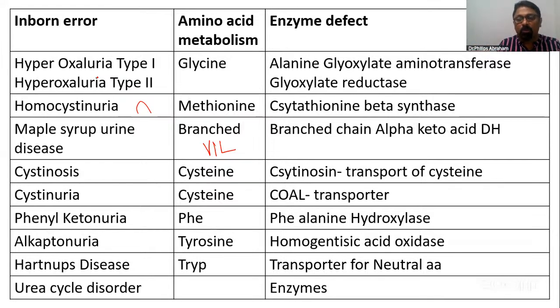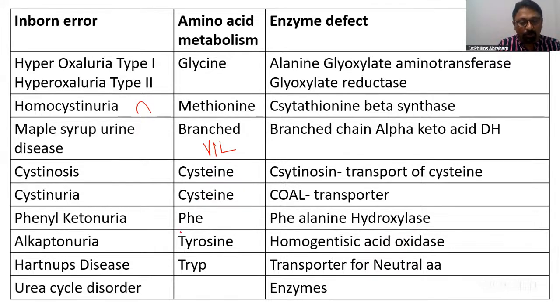Cystine will be accumulating in the cells, in the tissues. That we call cystinosis. Then phenylketonuria, I said, regarding phenylalanine metabolism, the enzyme is phenylalanine hydroxylase. Alkaptonuria, black-colored urine, related to tyrosine metabolism, homogentisic acid oxidase.